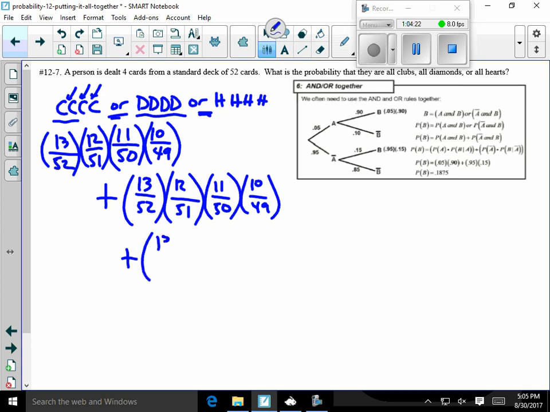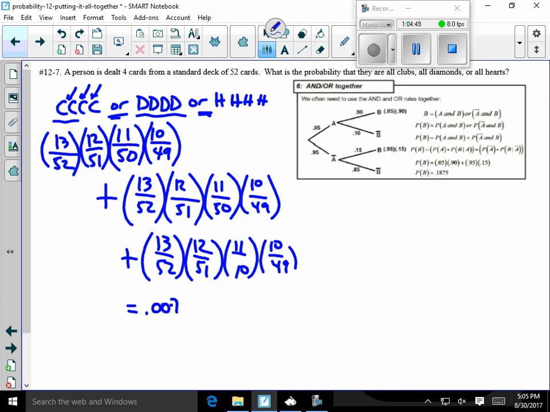So I have 13 out of 52 times 12 out of 51 times 11 out of 50 times 10 out of 49. And those are really identical, so you could almost think of it as just 3 times this number. So if you entered it all in a calculator, you could do 13 divided by 52 times 12 divided by 51 times 11 divided by 50 times 10 divided by 49, and then just multiply that by 3. And that turns out to be 0.0079.